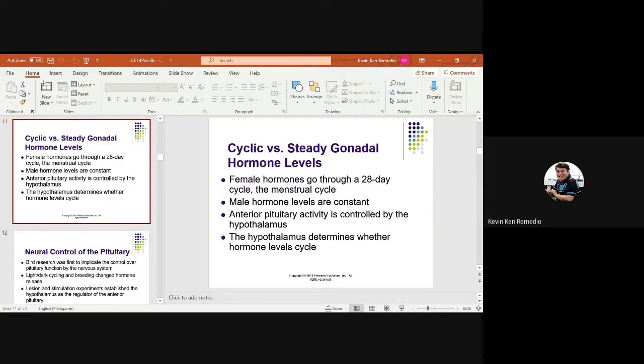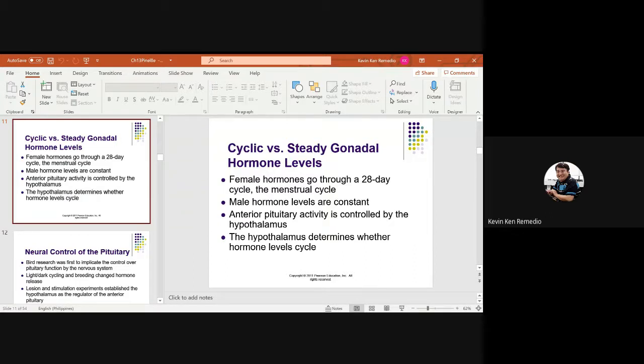Walay menstruation kay constant man siya across the year, class. Okay, dili siya mo differ ang hormonal level sa mga lalaki. Okay? So the anterior pituitary gland activity is controlled by the hypothalamus, and it is also the hypothalamus that determines whether the hormone levels will cycle or will not.